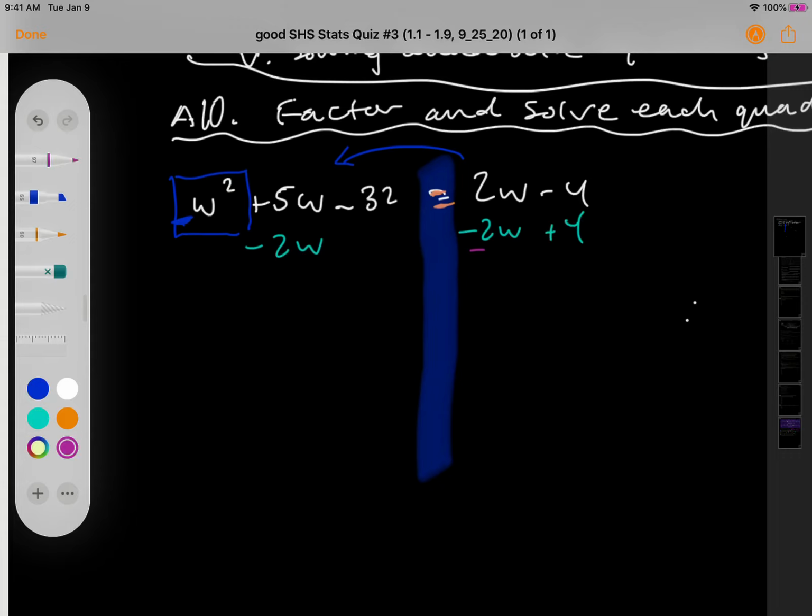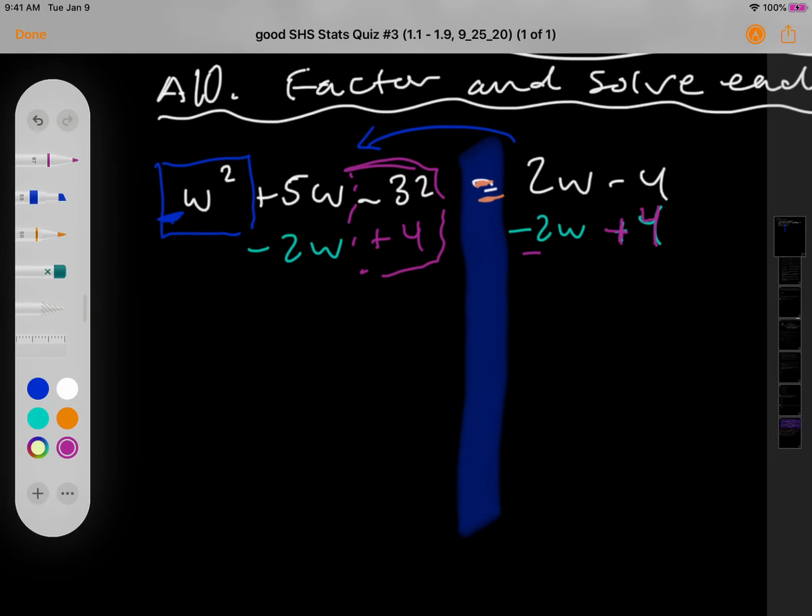Let's do a different color. Positive 4. Positive 4. Notice these are like terms, right? Why are they like terms? Because they're just numbers. There's no w, there's no w squared. Okay, let's keep going here.